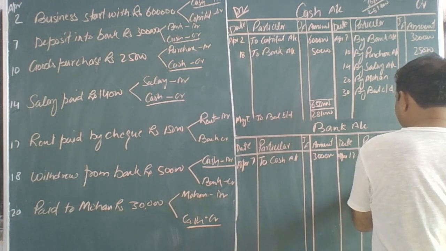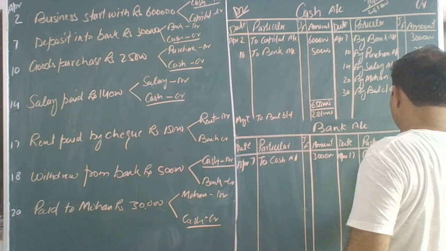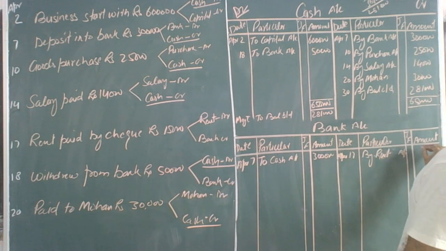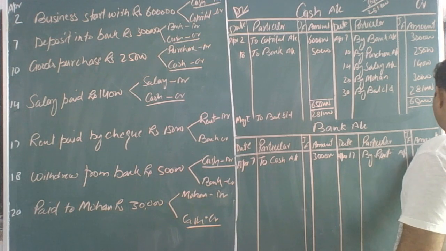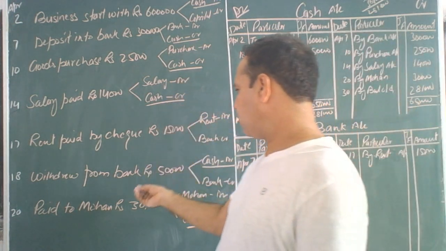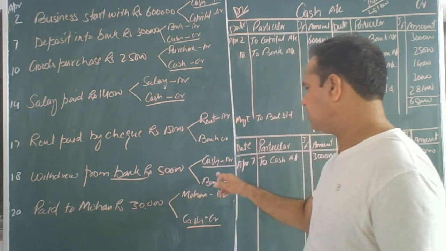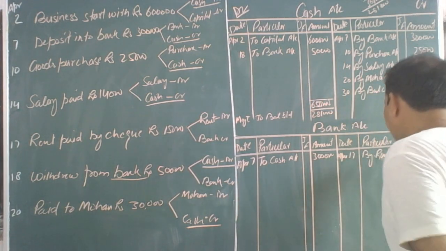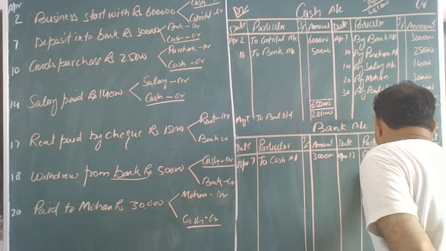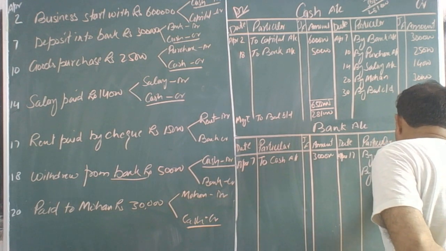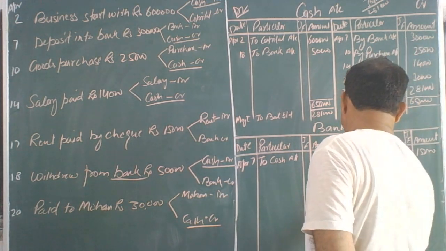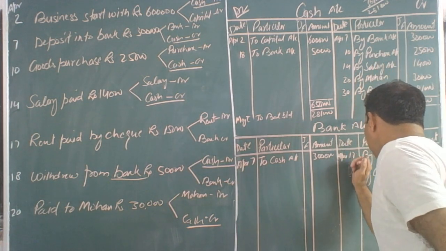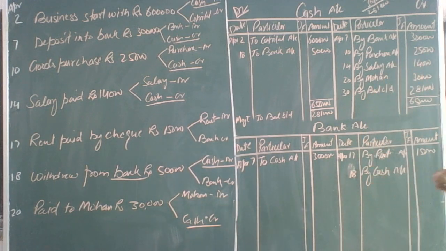We have paid rent. It's 15,000. And now here bank again. So bank account is credit, so we will write it on the credit side of bank, by cash account. Date is 18 and amount is 50,000.